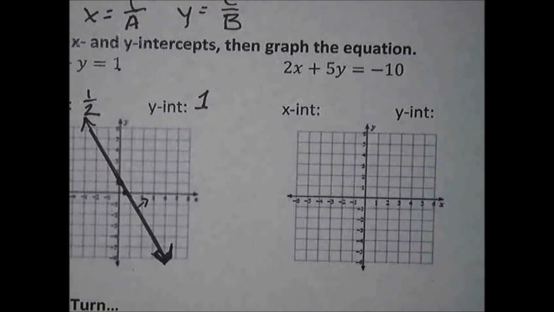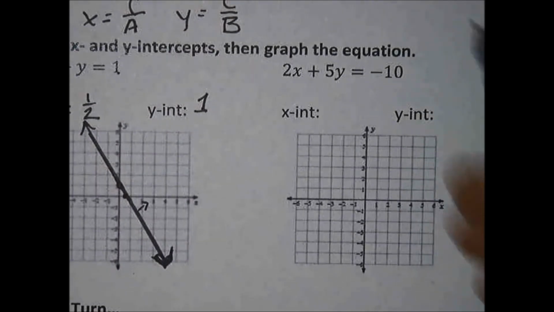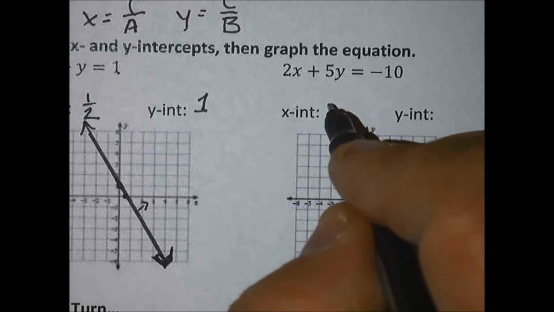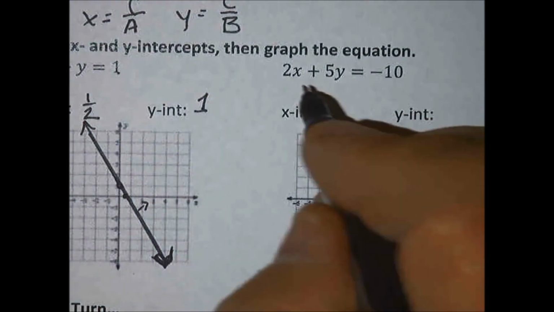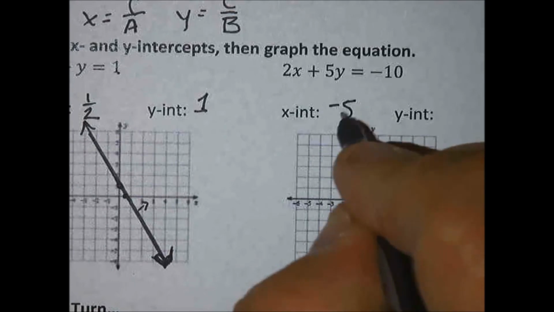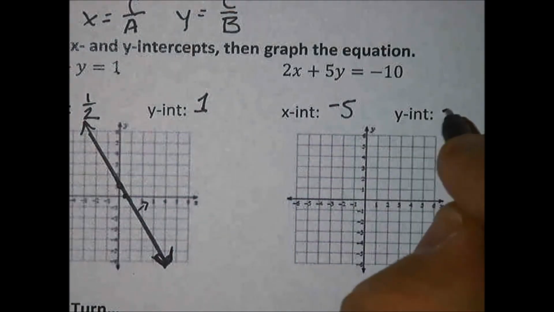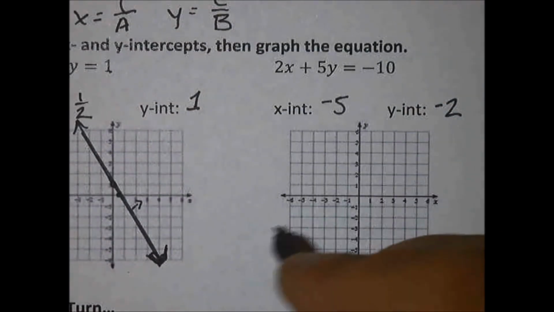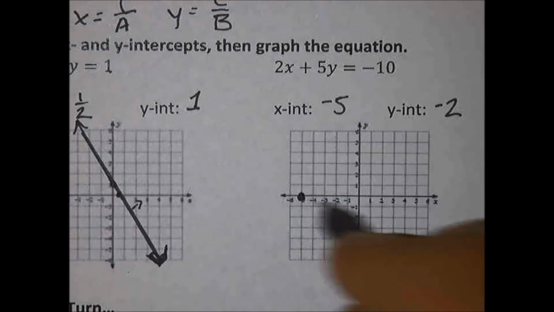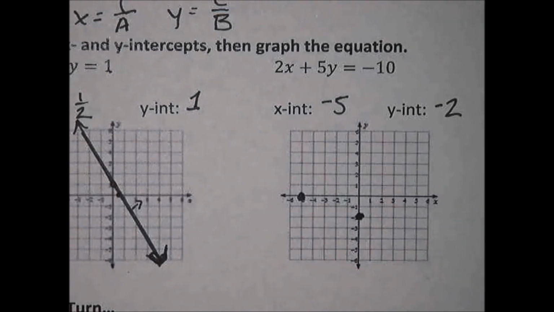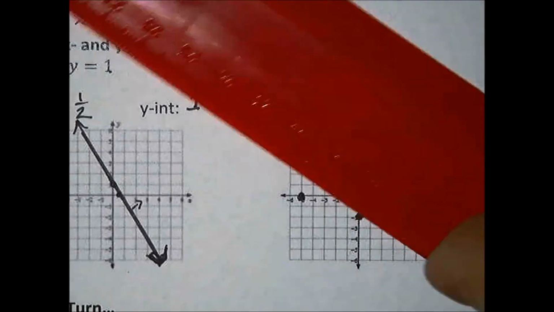We got to get through these kind of quick. So we have -10 as C. -10 divided by 2 is -5. -10 divided by 5 is -2. So an x-intercept of -5, y-intercept of -2. You have your 2 points. You can draw your line.